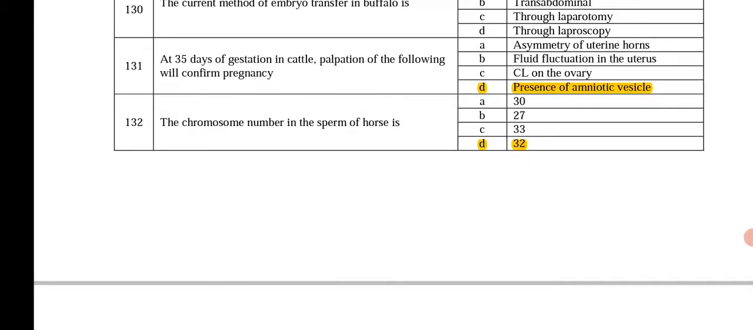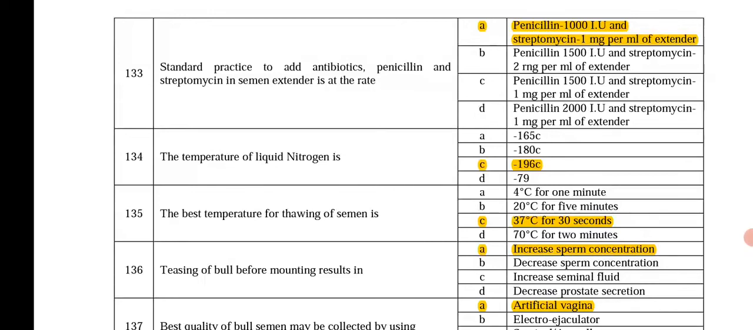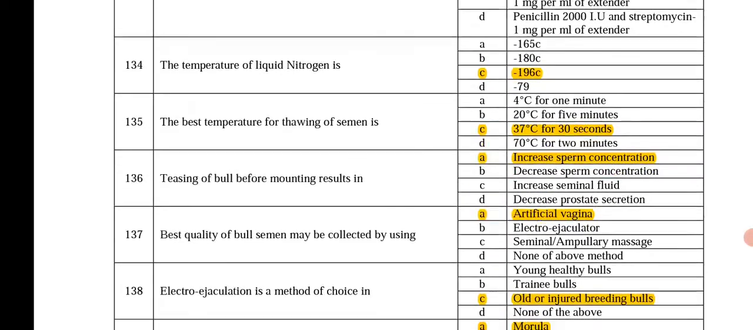Presence of amniotic vesicle. The chromosome number in sperm of horse is 32. Standard practice to add antibiotics, penicillin and streptomycin, in semen extender is at the rate of penicillin 1000 international unit, and streptomycin 1 mg per ml of extender. Temperature of liquid nitrogen is minus 196 degrees centigrade. The best temperature for thawing of semen is 37 degrees centigrade for 30 seconds.